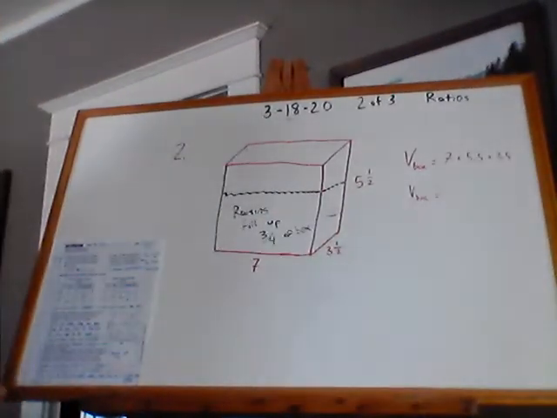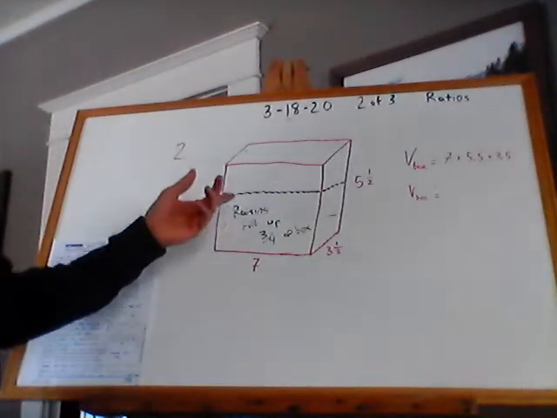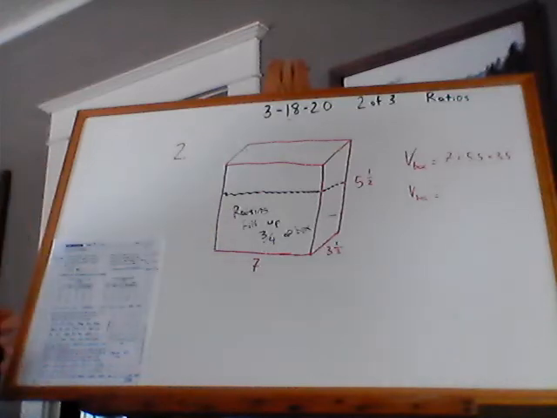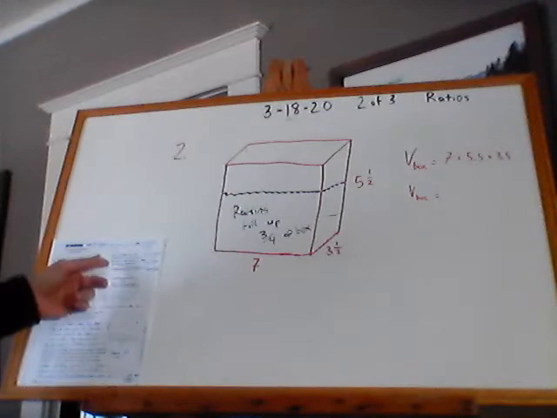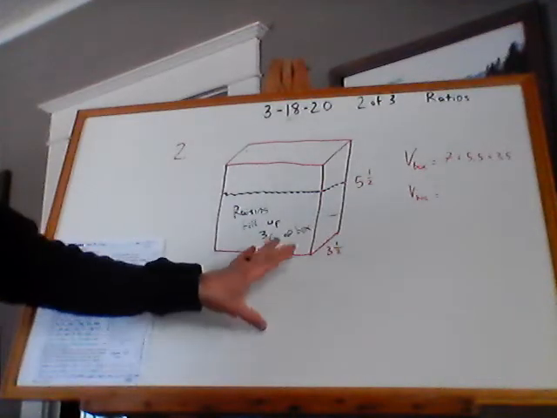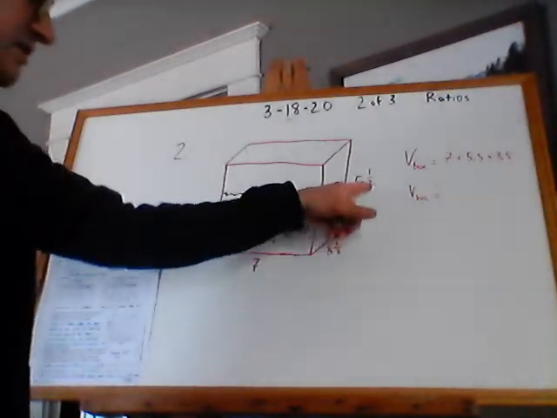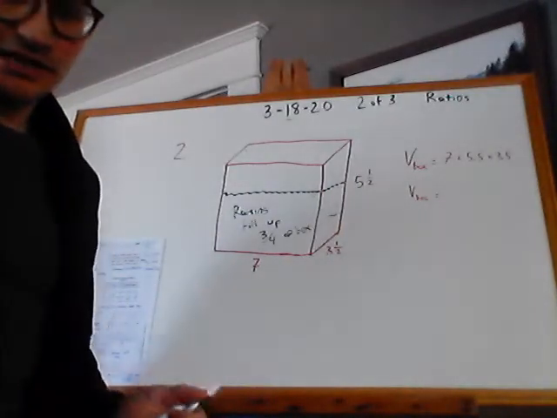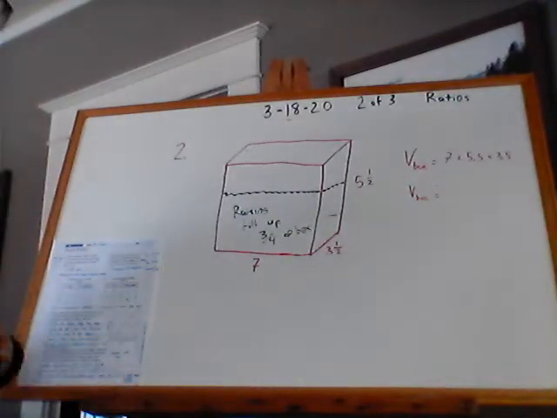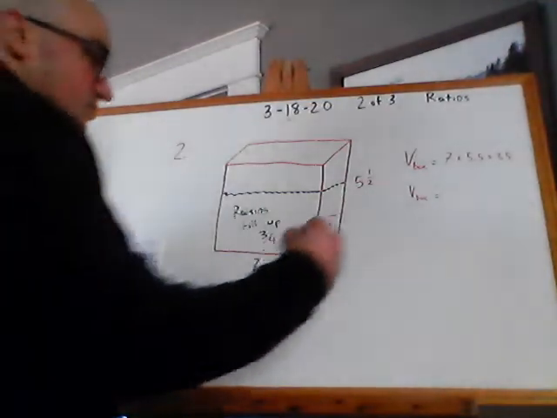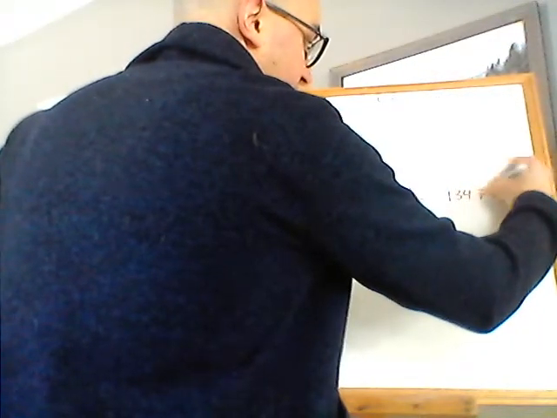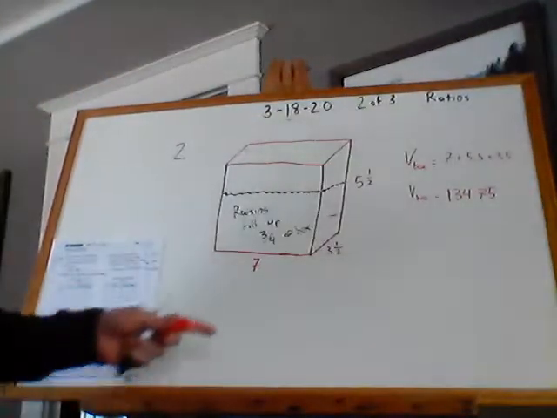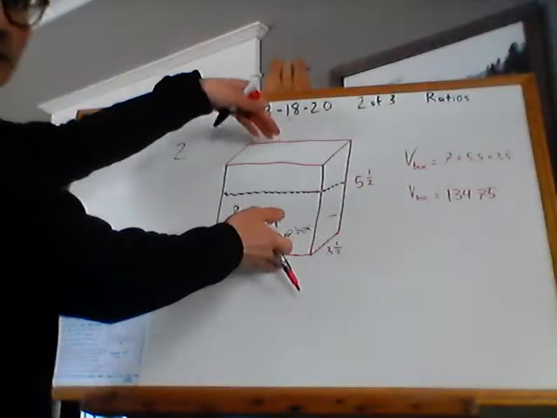All right, so problem number 2, as you can see here, I sketched a little box to help get our thinking squared away. So the first thing we're going to have to do is take our measurements from the box and find out the volume of the box. This is definitely a problem where you'll want to use a calculator. You'll get an answer of 134.75. And that's the volume of the entire box.